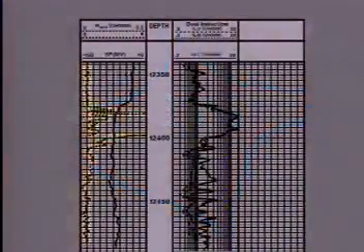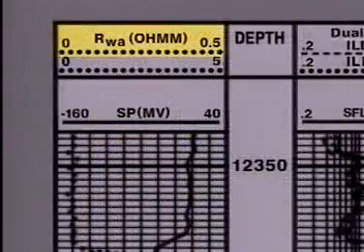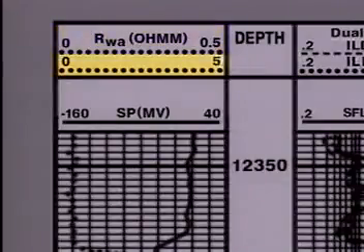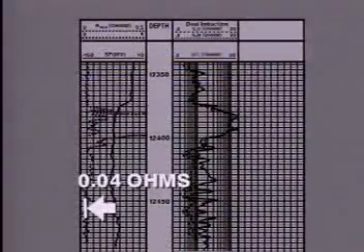An R sub WA value can be continuously calculated by a computer during the log run and displayed as a curve on the left-hand side of the log. The R sub WA scale on our South Louisiana log is from 0 to 0.5 ohms, with a backup scale of 0 to 5 ohms when the curve goes off scale. Opposite the water-filled sand at 12,245 feet, the computed R sub WA is close to the R sub WA of 0.04 ohms that we calculated manually.